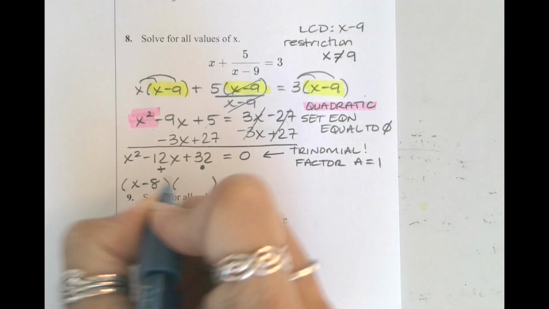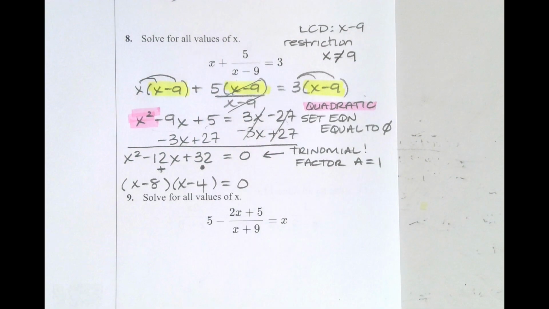-8 and -4. Cadence, very good. So you just straight write the answers down because a is 1. When a is not 1, you can't do that. And we'll do the last example, one where a is not 1. But yes, what two numbers multiply to be 32 that add to be -12?